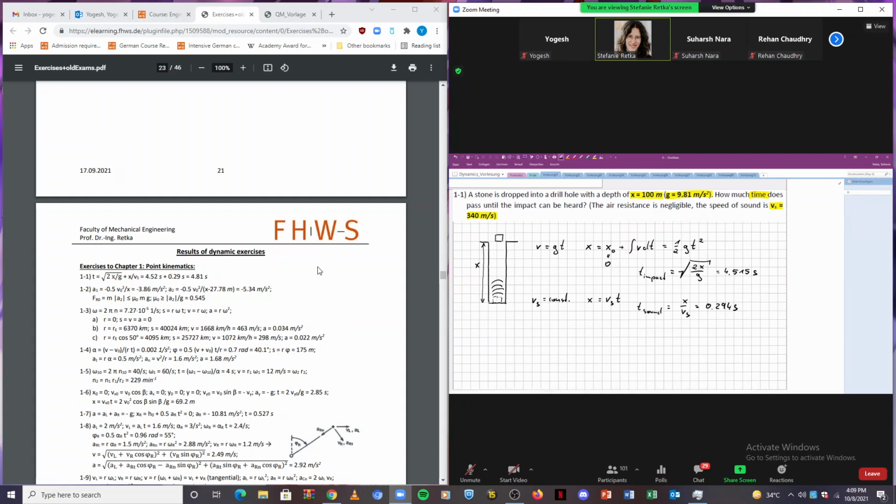Then the total time is simply the sum of t impact and t sound. And then we obtain 4.809 seconds.